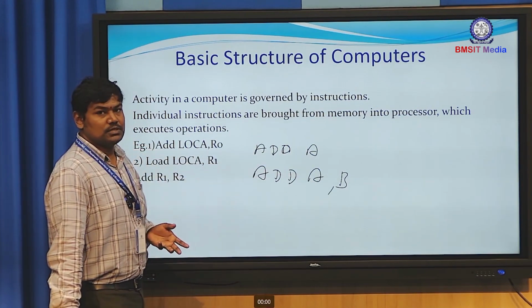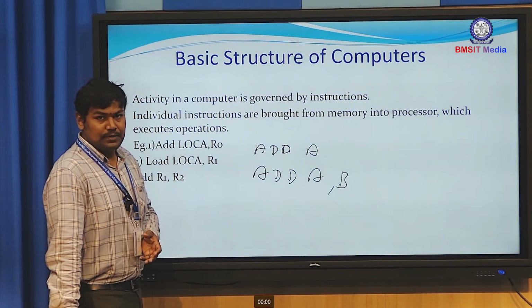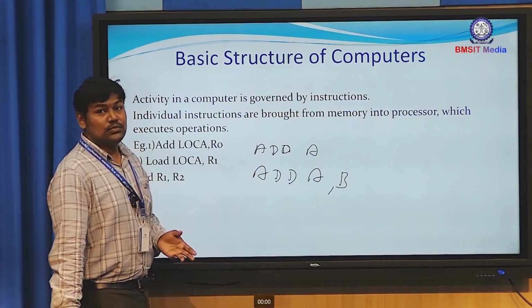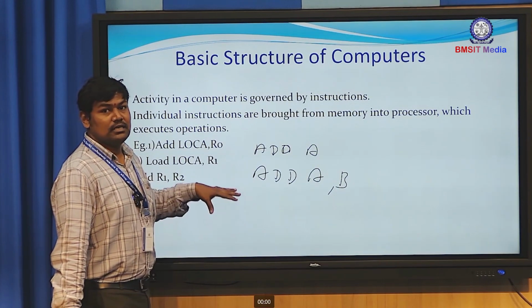So it depends on the processor. In a Motorola processor, we can consider B = A + B. Then in an Intel processor, we can consider A = A + B. So it depends on the processor, and both instructions are correct.